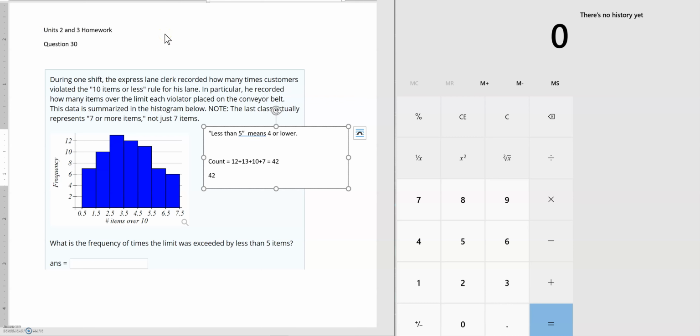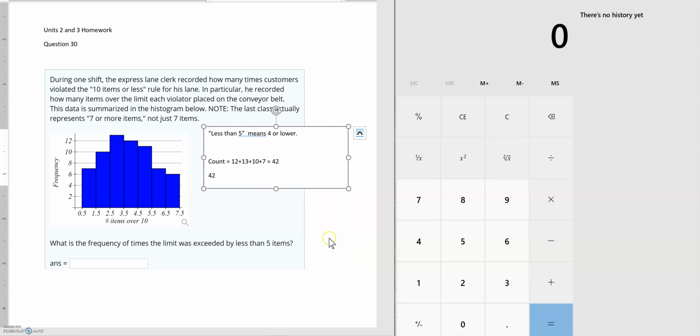Hi everyone, this is question 30 from the homework. So this one is asking, and it's a little tricky just due to the language here and carefully reading these bars. But essentially what's happening is this data represents the number of people who exceeded 10 items, and by how many items, in the checkout line.